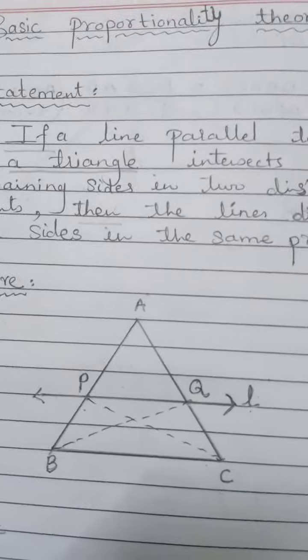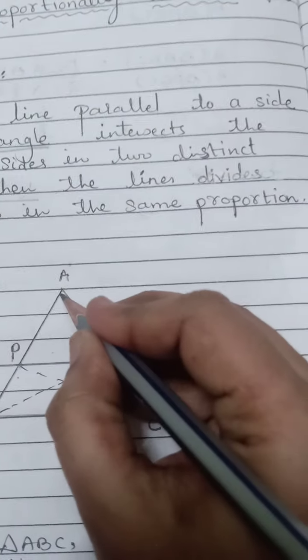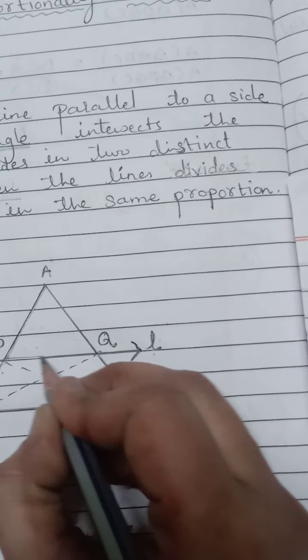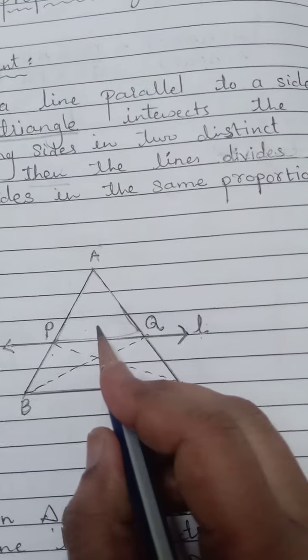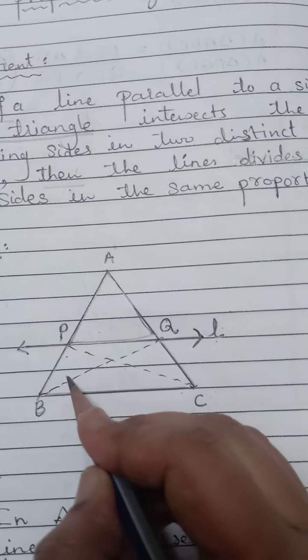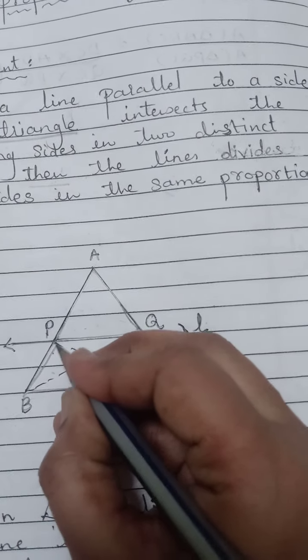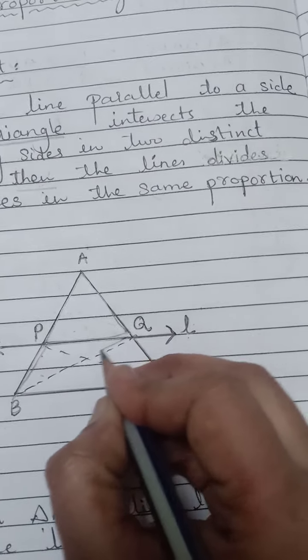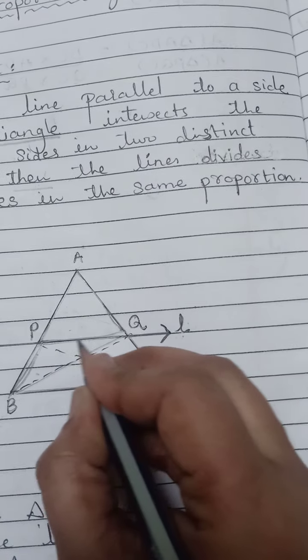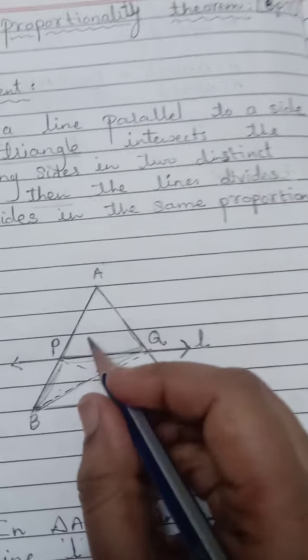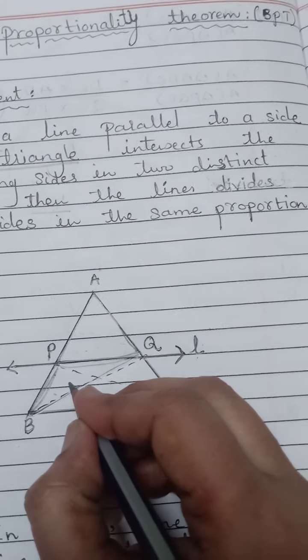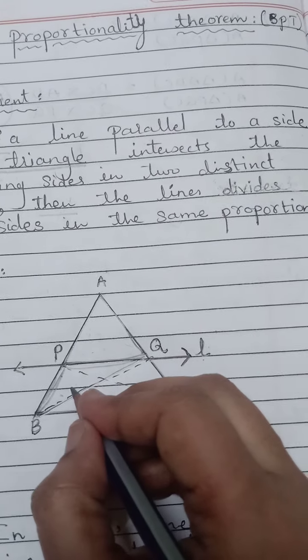If we see above, here one triangle is APQ. This is one of the triangles in the figure, APQ. With this APQ, I will take this triangle, that is BPQ. APQ and BPQ, these two triangles I am going to use. First of all, we have to take these two triangles.